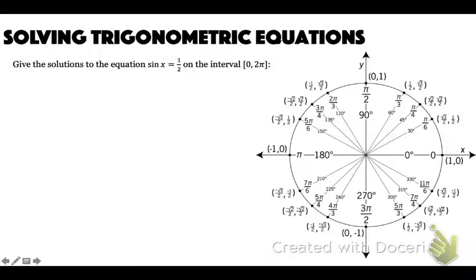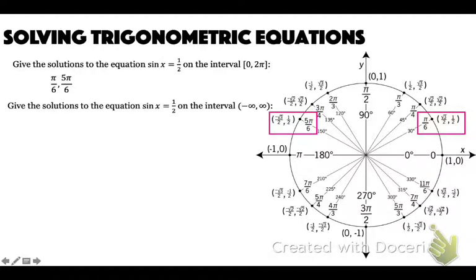Remember, sine is our y value. So we're just looking for where the y value equals 1/2. Well, it's those two places. On the interval from 0 to 2 pi, that's going to be pi/6 and 5 pi/6. But what if it's on the interval from negative infinity to infinity?